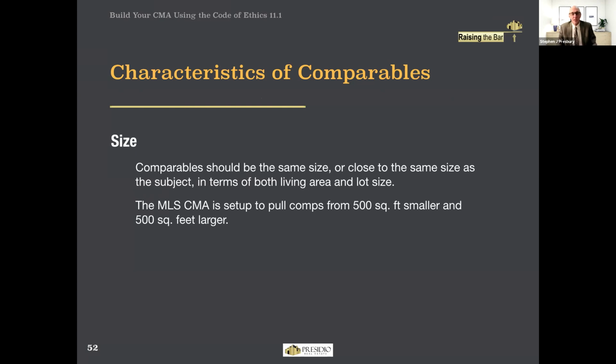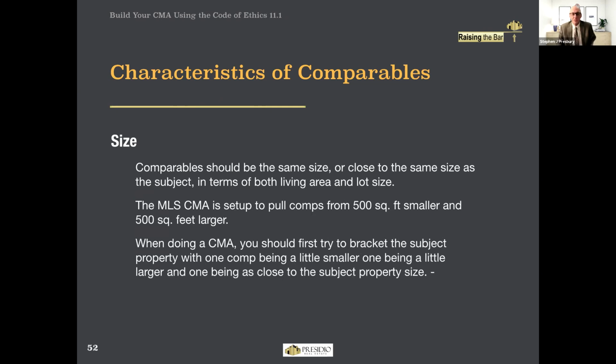MLS CMA is set up to put in comps from 500 square feet smaller and 500 square feet larger. So that's a good thing. When doing a CMA, you should first try to bracket the subject property with one comp being a little smaller, one comp being a little larger, and one being as close to the subject property size as possible. So you try and work on the 3 really, one more or less the same, one a little bit smaller, one a bit larger, so you can start to get those comparables working. Any questions or comments on size?